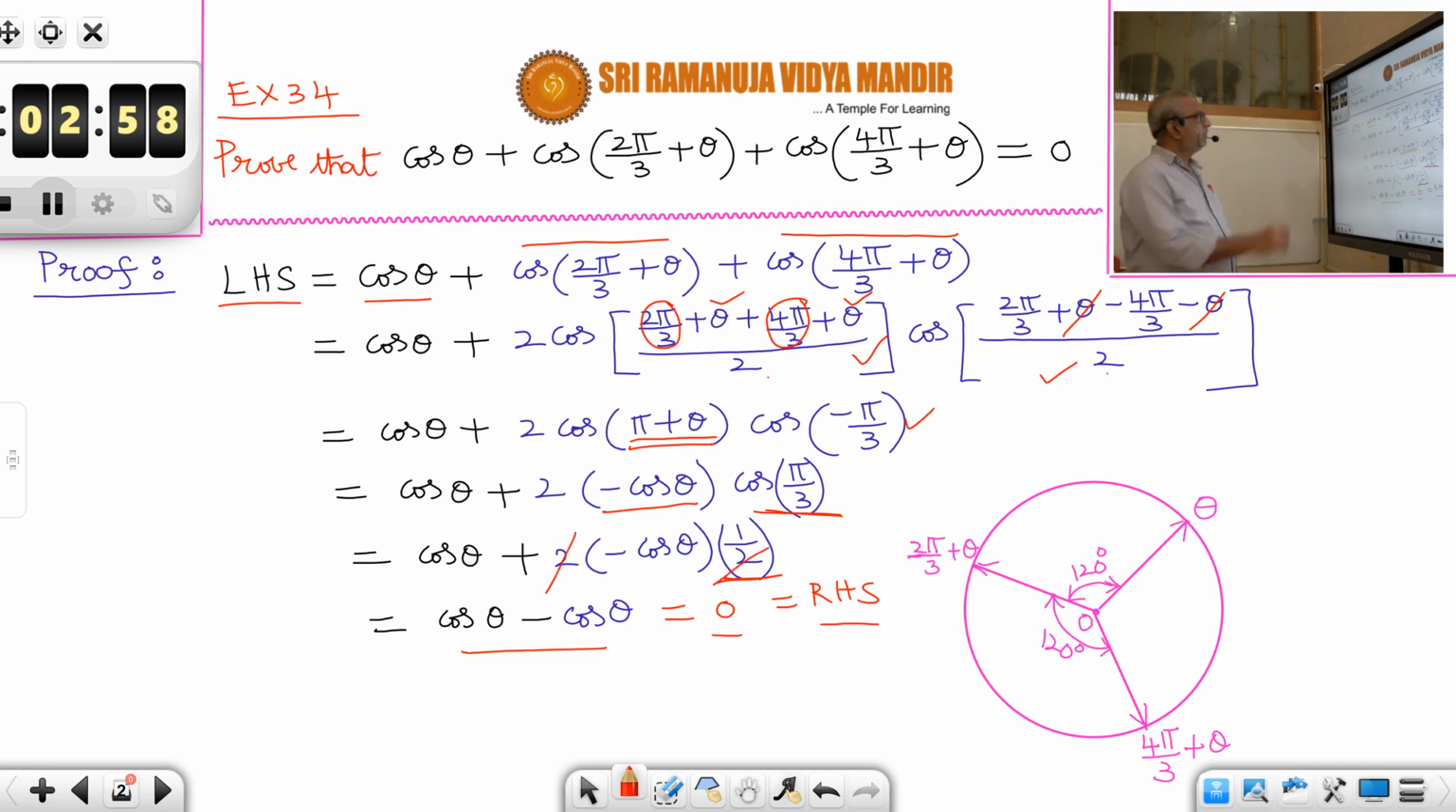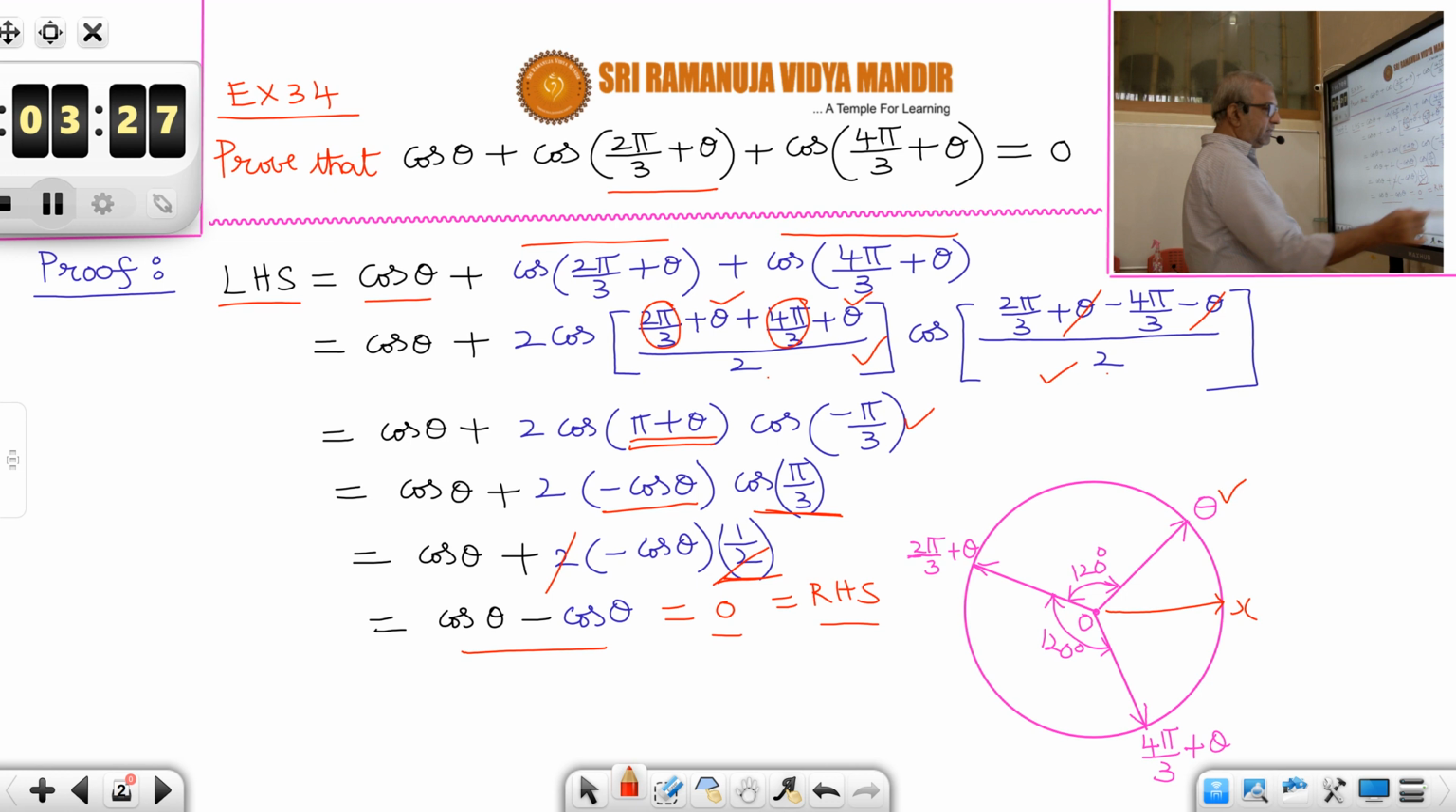See, if you plot these angles on the unit circle, theta is any angle. So the radius vector has rotated by an angle theta starting from the initial position. The initial position always coincides with the positive direction of the x-axis. So this is the standard position of the angle theta for the radius vector. Next, the second angle here is 2 pi by 3 plus theta. 2 pi by 3 means 120, so another 120 has been added. So this is the standard position for the angle 2 pi by 3 plus theta.